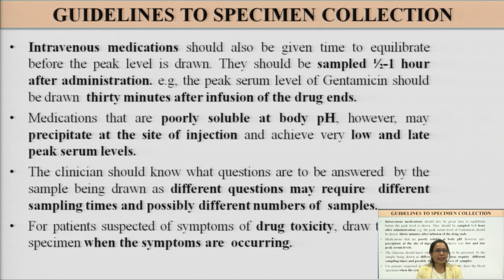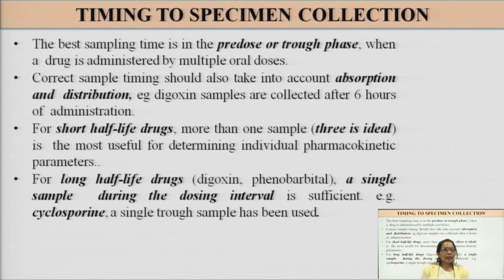The next guideline for specimen collection is that the clinician should know what questions are to be answered by the sample being drawn, as different questions may require different sampling types and possibly different numbers of samples. For patients with suspected symptoms of drug toxicity, we have to take the samples when the symptoms are occurring. Then timing of specimen collection is also important.